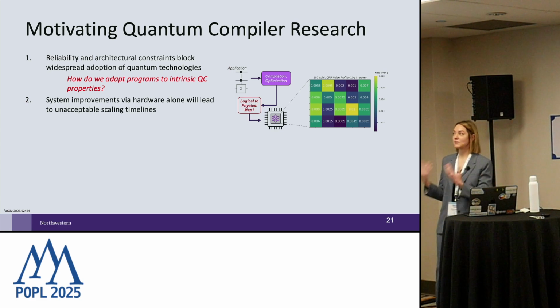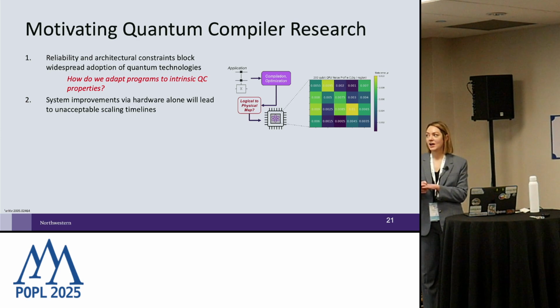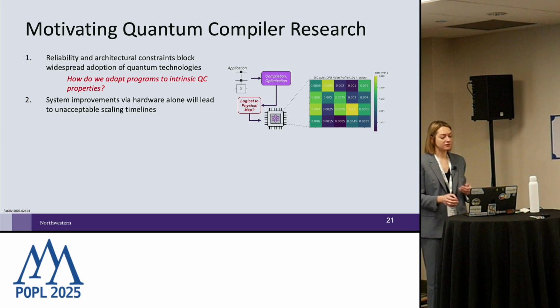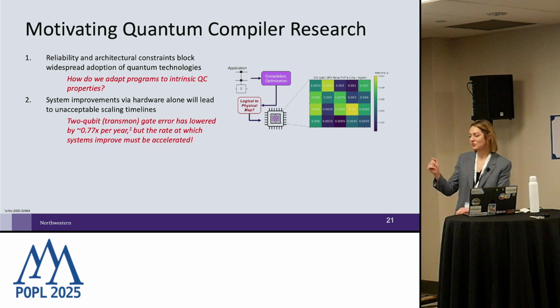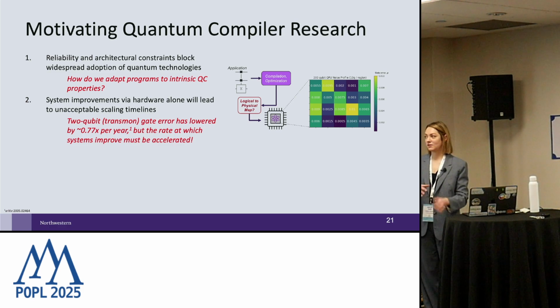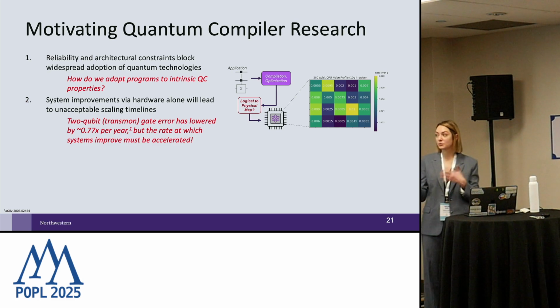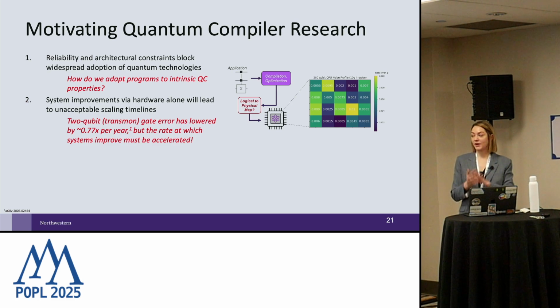motivation to dive into compiler research, in the sense that while we are improving our quantum systems, hardware improvements alone to get to the fault-tolerant regime are not going to be at the timescales that we want in order to unlock the full potential of quantum. And that's very much seen for 2-qubit transmons, or the 2-qubit entangling gates on transmons. They've improved substantially every year, but if we were to continue that trend, we wouldn't be able to reach fault-tolerant quantum computation at reasonable timescales.